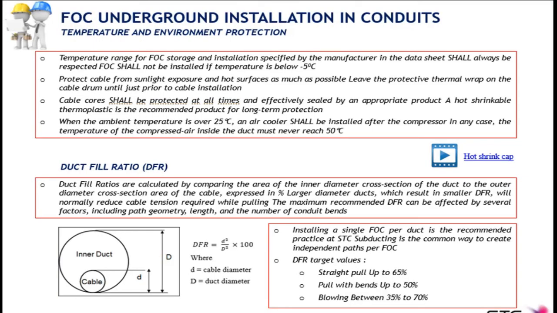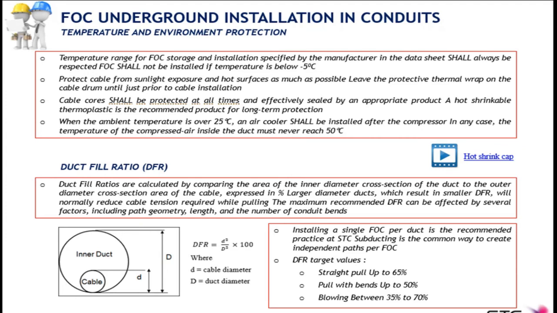Some words now about temperature and environment protection. Again, the rule of thumb is that you cannot install cables in temperatures below -5 degrees centigrade. Cables must be protected from sunlight exposure, we already saw that in previous slides, and hot surfaces. The fiber cores must be protected at all times by hot shrinkable thermoplastics. We are going to see how they work.